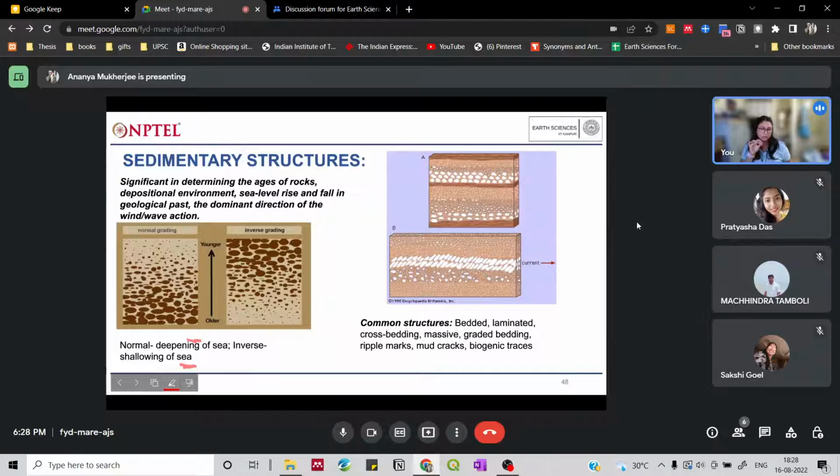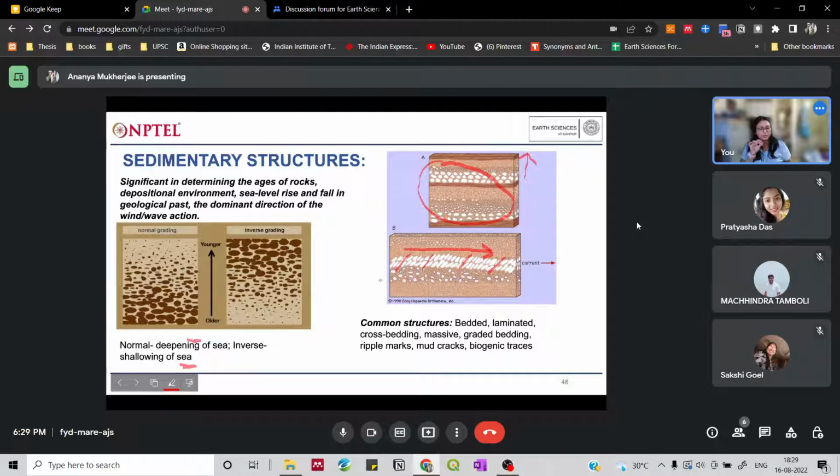Now what we see on the right hand side in the B figure is that the sediments are aligned like this. They are aligned over here. So this means that the current was flowing in this direction, whether it has formed in a marine environment, a river environment, or due to wind. On top again we see that this is a graded structure. Over here we can again see that this is a normal grading.